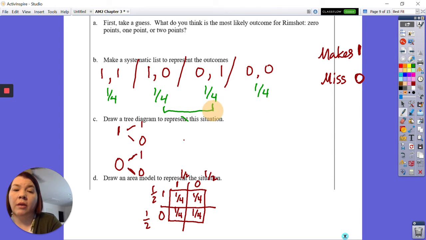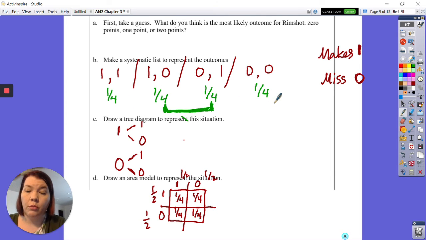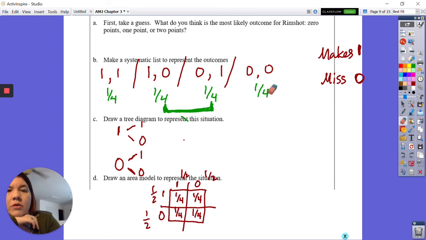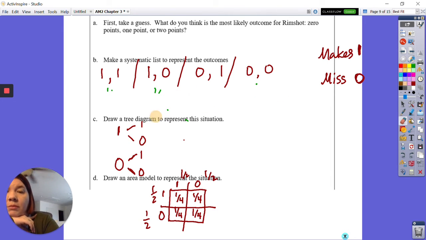So the chances of him making 1 point is the most likely because that's 1/2. 2 points is only 1/4. 0 points is 1/4. Okay, now he has 70% probability. So that changes things. So this is just if it was like flipping a coin, but this isn't like flipping a coin. So that changes this. Okay, so let's erase these numbers because those are if everything was 50-50, but it's not for Rimshot. For Rimshot, it's 70-30.